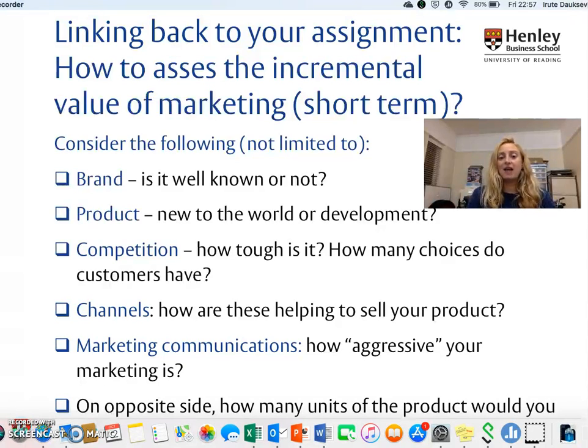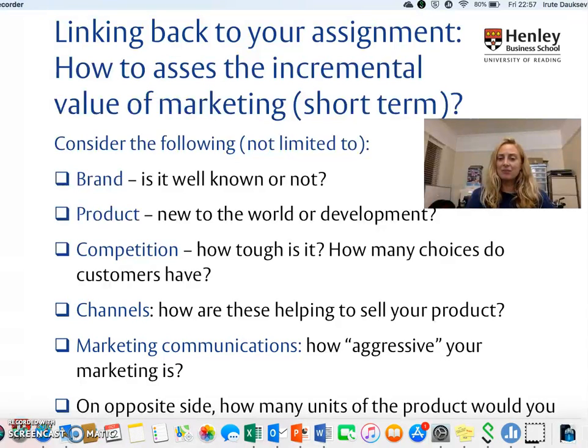Competition, how tough is it? How many choices do customers have? So if you're introducing a new chewing gum in a supermarket, go to that supermarket and think how many options your customers have. If there is only one brand you're competing with, that might be easier. But if there are 15, then it might be more difficult, and you need more investment into marketing in order to reach those customers.